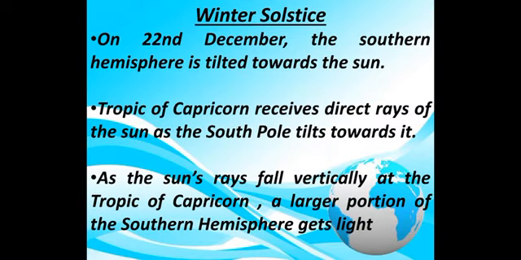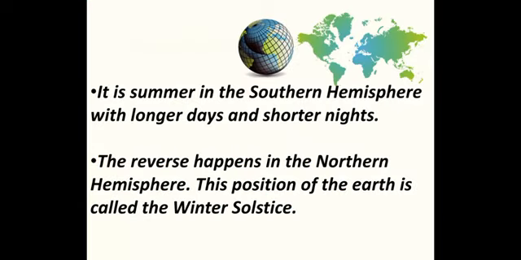Now we will see the winter solstice. On 22nd December, the southern hemisphere is tilted towards the sun. The Tropic of Capricorn receives the direct rays of the sun as the south pole tilts towards it. As the sun rays fall vertically at the Tropic of Capricorn, a large portion of the southern hemisphere gets light. It is summer in the southern hemisphere with longer days and shorter nights. The reverse happens in the northern hemisphere. This position of the earth is called the winter solstice.